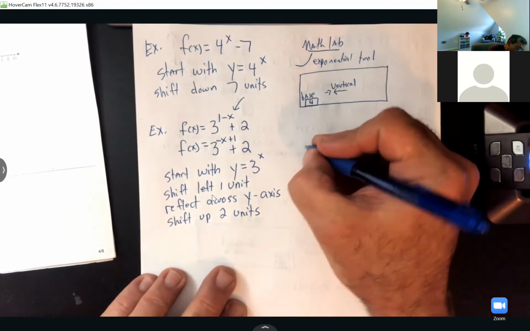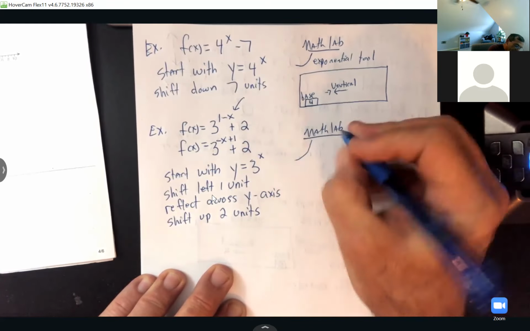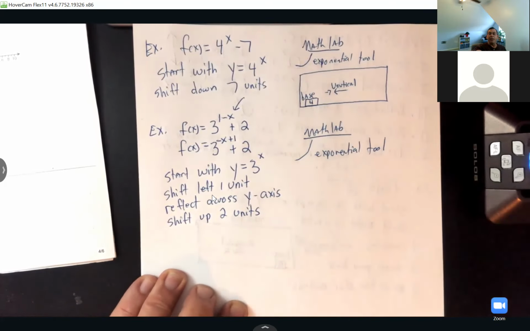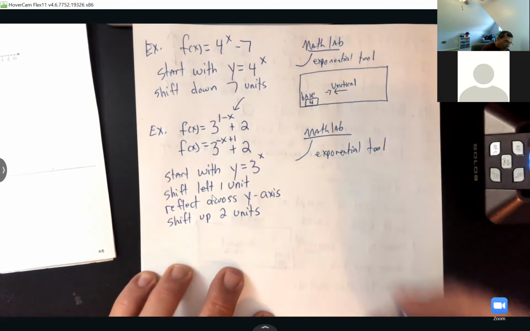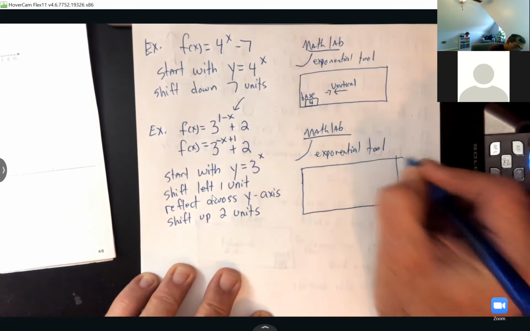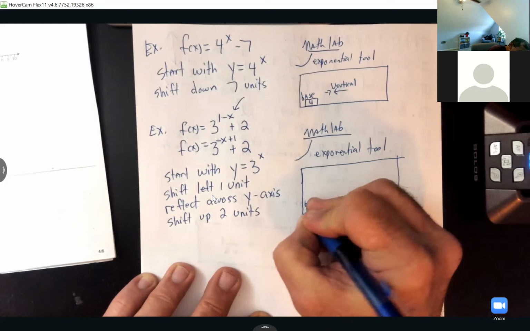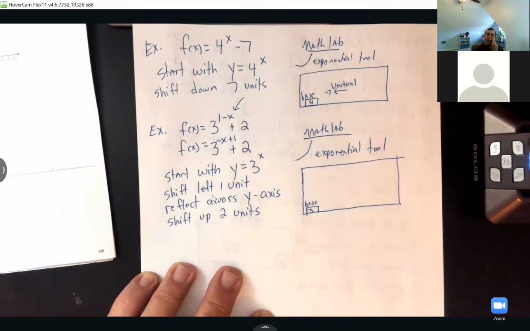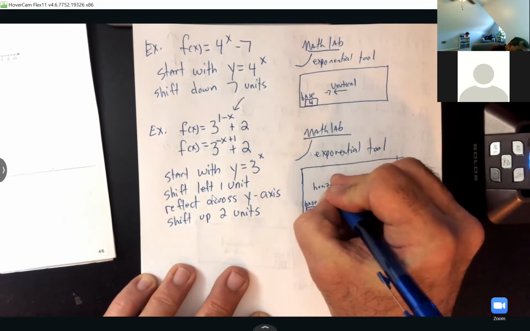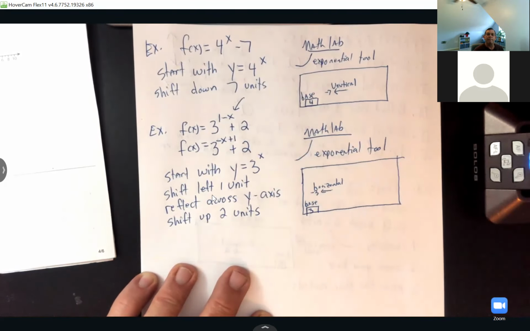Okay, so a lot going on in MathLab. So in MathLab, choose the exponential tool and click anywhere on the graph again. It's going to pop open the box. First thing we'll do, my base needs to be a 3. So my base down here needs to be a 3. So my first move, I went left 1 unit. So horizontal, you need to move left to a -3.